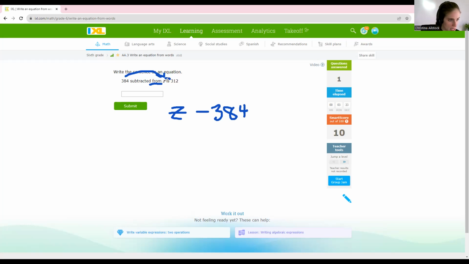So that 384 is being subtracted from the Z. Now I see the word is. That word is tells me equal. So that is equal to 312. I'm going to clear some of my drawings here to make sure I didn't get the number wrong. Yep, 312. And then that would be your answer.